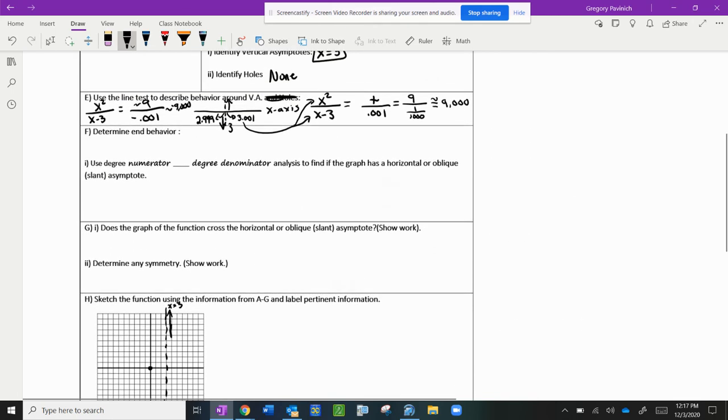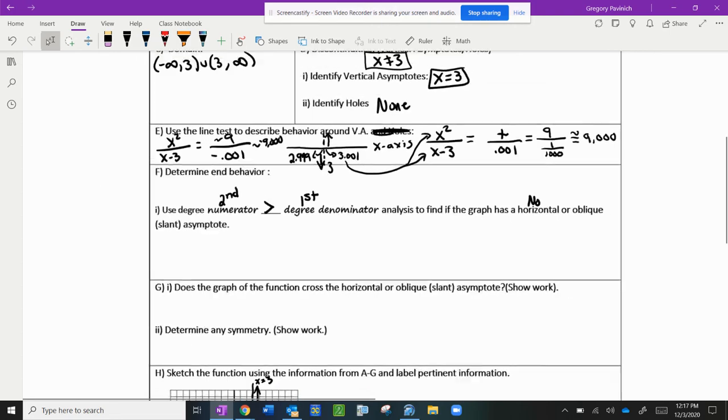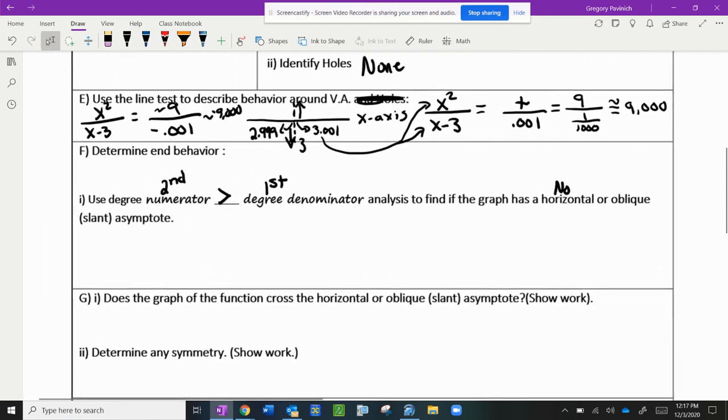How does my graph end off? So what you need to do is find the degree of the numerator and the degree of the denominator. So my numerator was a second degree quadratic and my denominator was a first degree linear. So I know my numerator was greater, and so I'd have no horizontal asymptote, and I have an oblique or slant asymptote. A slant is specifically a linear. So let's take a look at it. And we have to long divide.